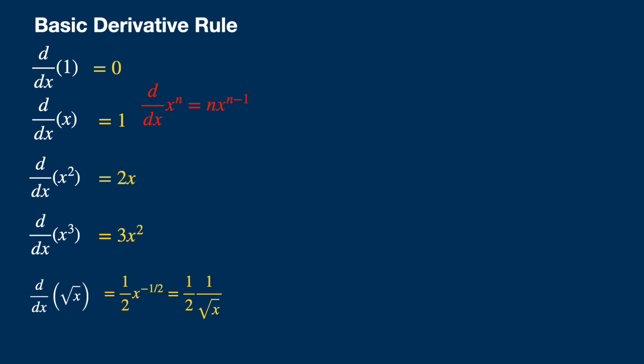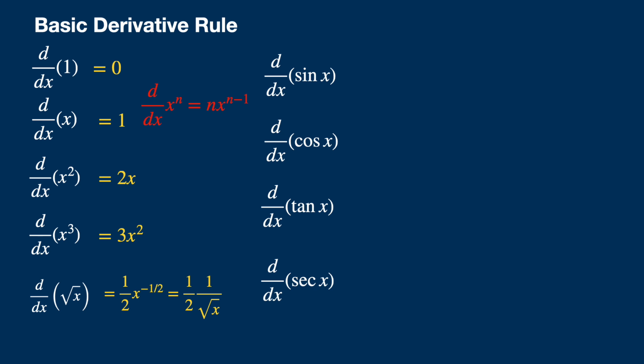Now, let's move on to trigonometric functions. I'm going to give the trigonometric functions right here. You find the derivative of each trigonometric function. First, the derivative of sine x is cosine x. The derivative of cosine x is negative sine x. The derivative of tangent x is secant squared x. The derivative of secant x is secant x tangent x.